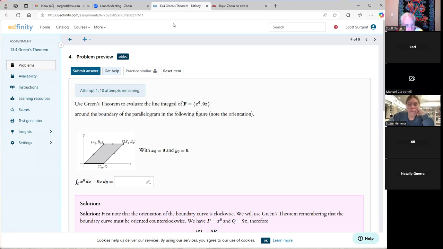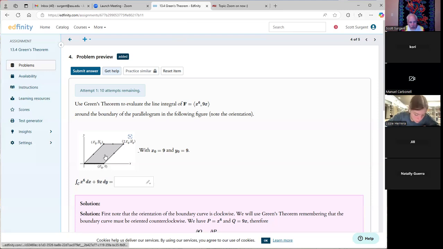Now, first of all, do you notice that it's oriented clockwise? Everybody catch that? Yes. Okay. All right. So we're going to have to take that into account at the very end. We can still do the problem.